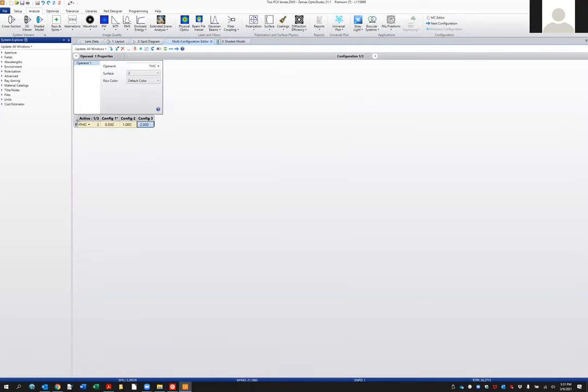We go into our multi-configuration editor, and we insert another operand, another layer that we want to play with. And now we're going to play with the thickness of layer 4.